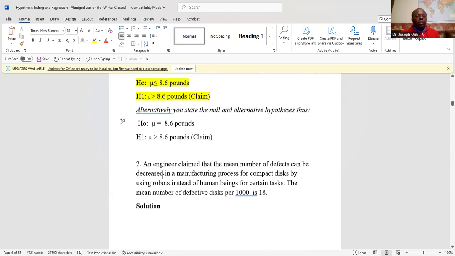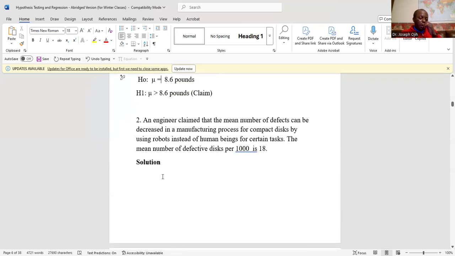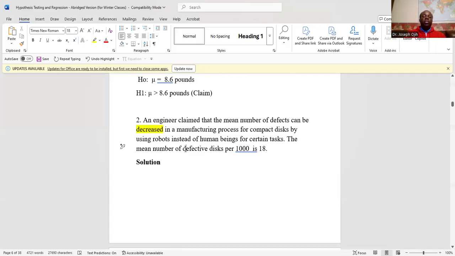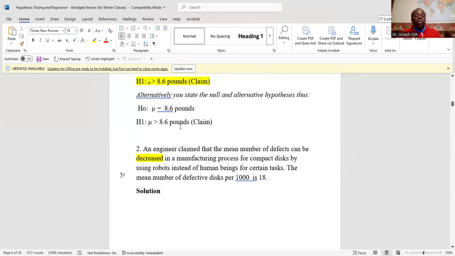Now, look at this as an example. It says an engineer claimed that the mean number of defects can be decreased. See the keyword right there, decreased, in a manufacturing process for compact discs by using robots instead of human beings for certain tasks. The mean number of defective discs per thousand is 18. So decrease means less than.